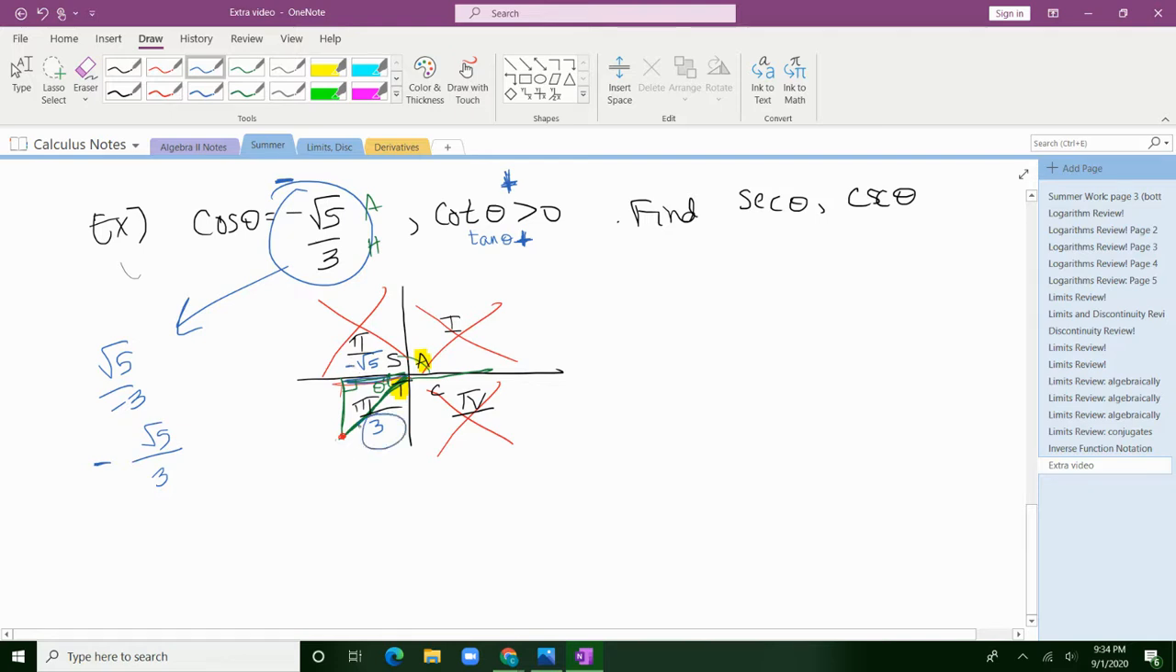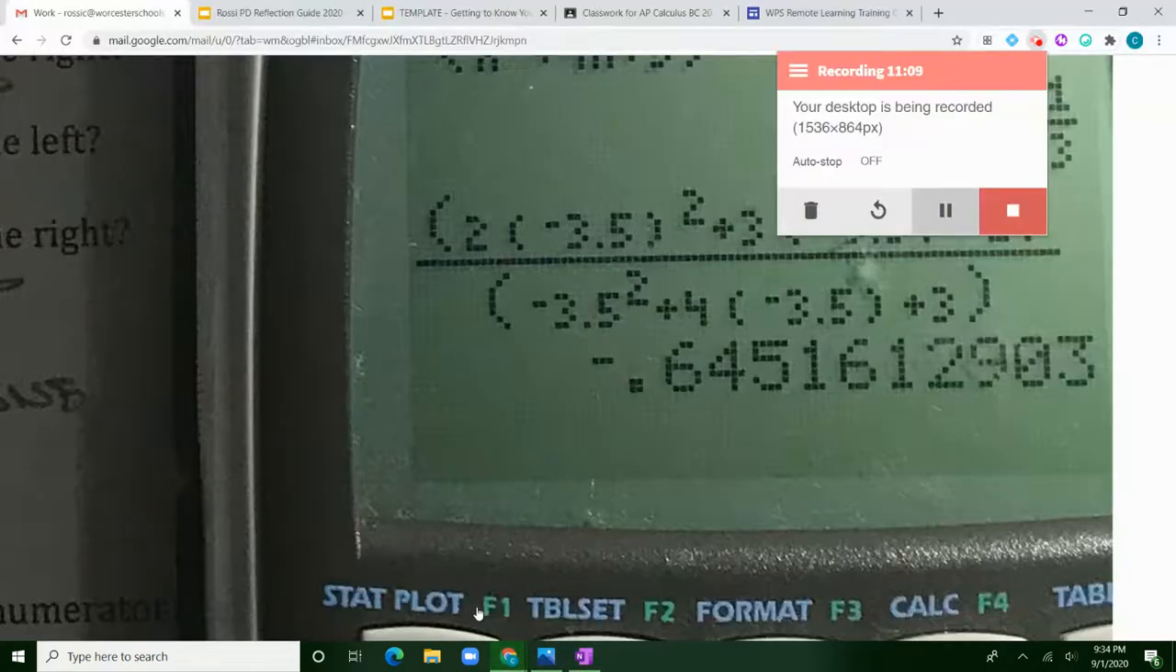One thing to remember is the hypotenuse is never negative. Only the adjacent or the opposite could be negative, like the x or the y. Those are the only ones that can be negative. It's never the hypotenuse. All right, so we need to find this right here. I'm going to pause to get that work done quick.